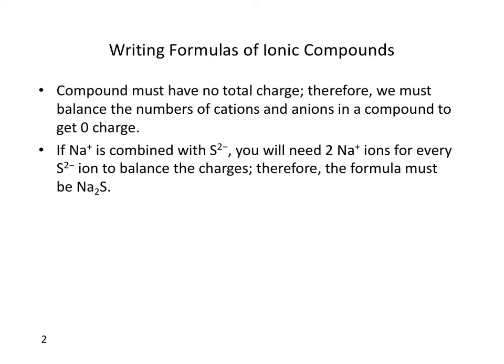Alright, so we know from previous videos that when we write the formula for an ionic compound, it should have no total charge. And so we have to choose the numbers of the cations and the anions so that the overall ionic compound will be neutral. So if I was going to write the ionic compound formed between sodium ions and sulfide ions, because sodium just has a +1 charge and sulfide has a -2 charge, I need 2 sodium ions for every 1 sulfide. So the formula would have to be Na2S.